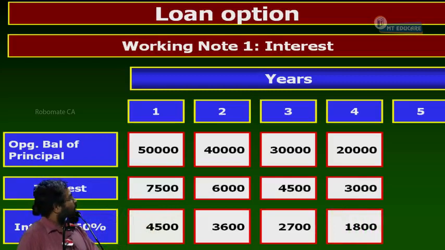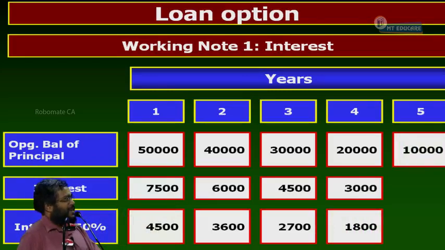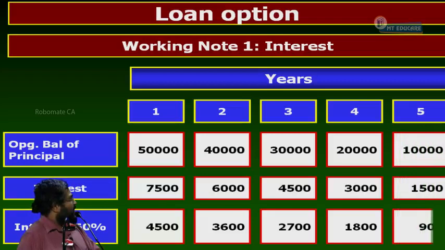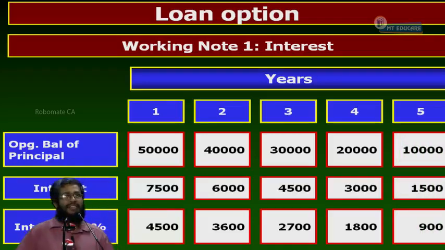Respond yes or no? Last year, what is the principal outstanding? 10,000. On that, how much interest? 1,500. What is the interest after tax? 900. Nothing great here. Every year, how much I should pay to the bank as interest has been found out. That's it. Everybody yes or no?